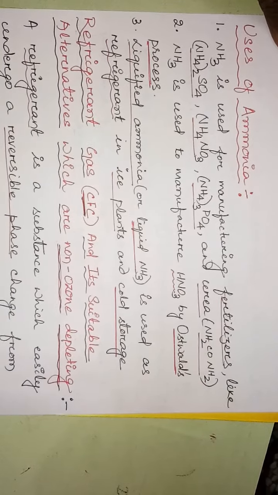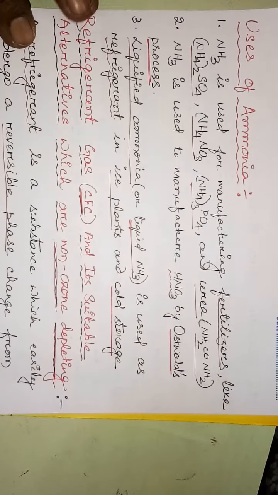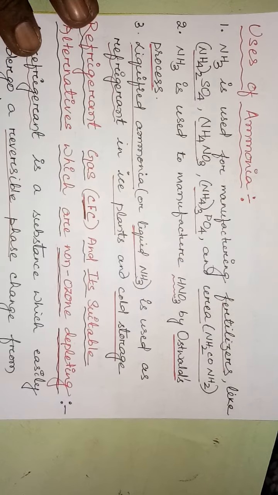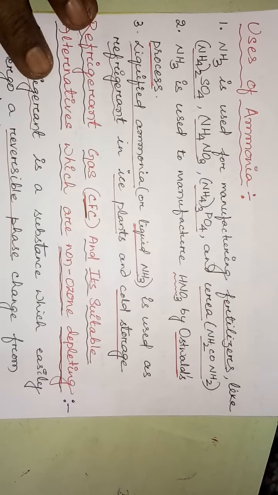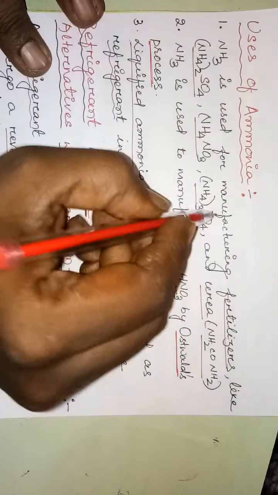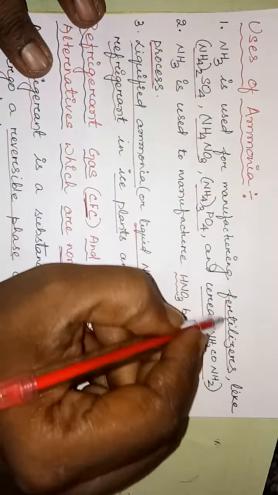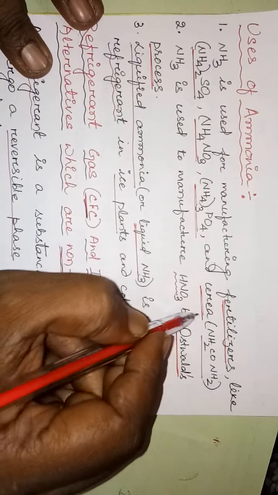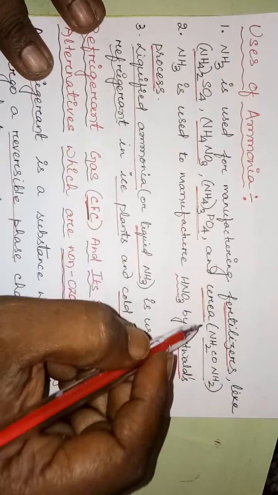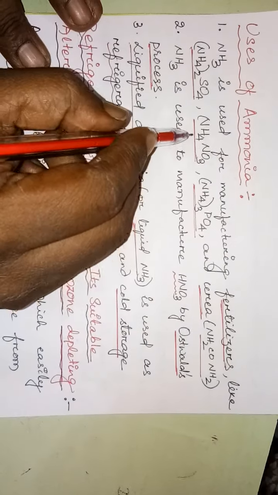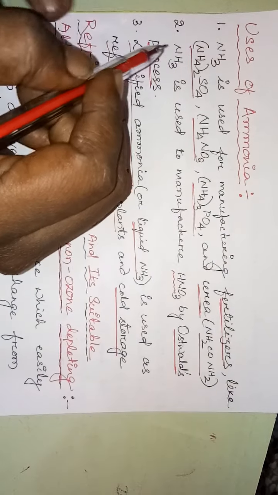Now we will discuss the uses of ammonia. How is ammonia used? This ammonia gas we have prepared. Ammonia is used for manufacturing fertilizers like ammonium sulfate, ammonium nitrate, ammonium phosphate, and urea. These are the nitrogenous fertilizers prepared by using ammonia.